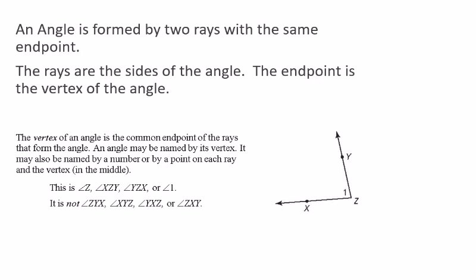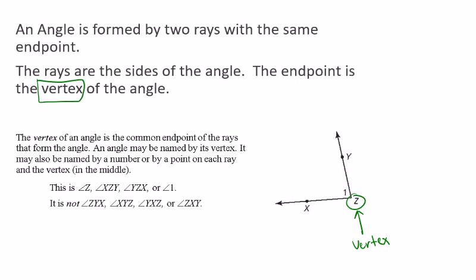An angle is formed by two rays with the same endpoint. Check out the diagram here. You can see in the diagram we have ray ZY and ray ZX. The endpoint of both of those rays is Z, and we call that the vertex of an angle. So the vertex is the common endpoint for the rays that make the angle.